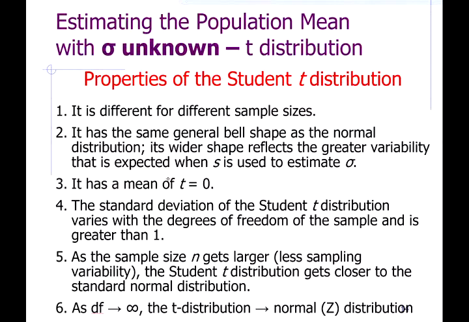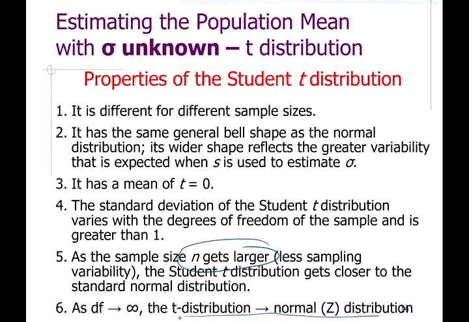The mean of the t-distribution, just like the standard normal distribution, is 0. The standard deviation is always greater than 1. So as the sample size approaches infinity, as your sample sizes get larger and larger, the standard deviation gets smaller and smaller, it gets closer and closer to 1. So as n gets larger and larger, the t-distribution gets closer and closer to the normal distribution.